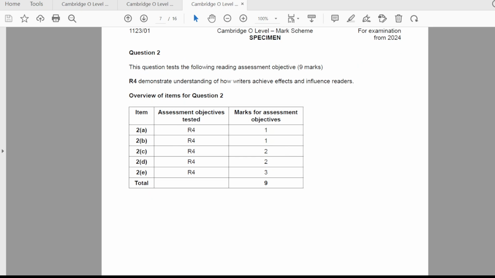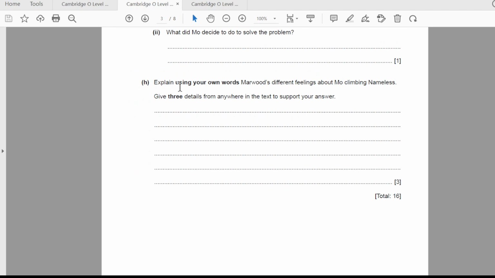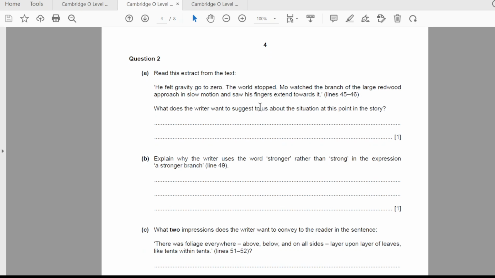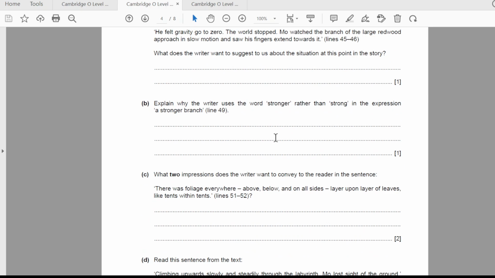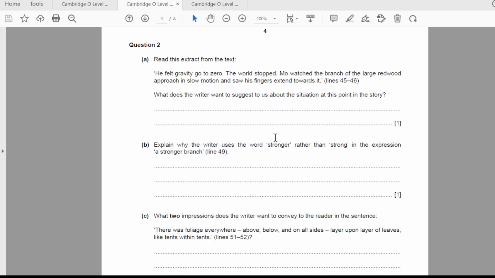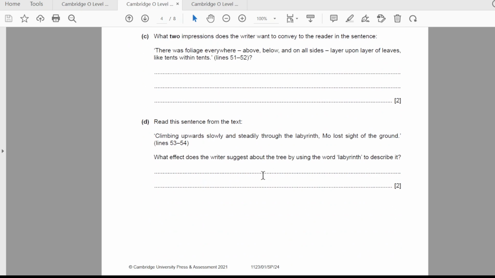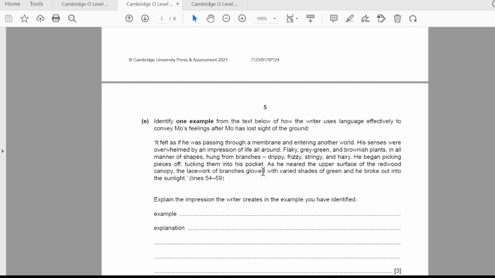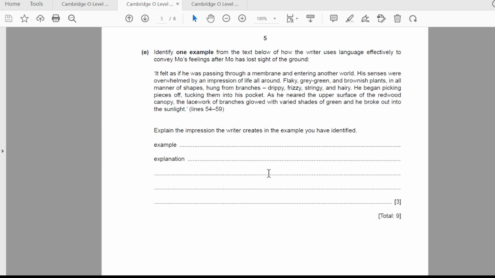Then moving on to question 2, which is the writer's craft type questions, and they're all demonstrating an understanding of how writers achieve effect and influence readers. So you have all these questions. Again, the weightage and the required valid points, that remains the same. These are the questions. We're not going into details about the questions themselves.